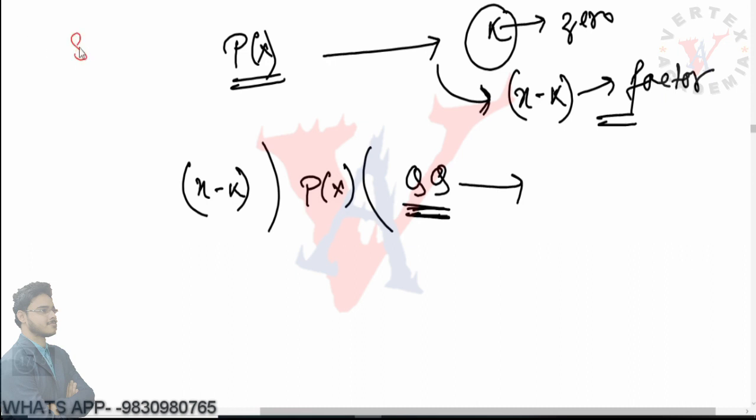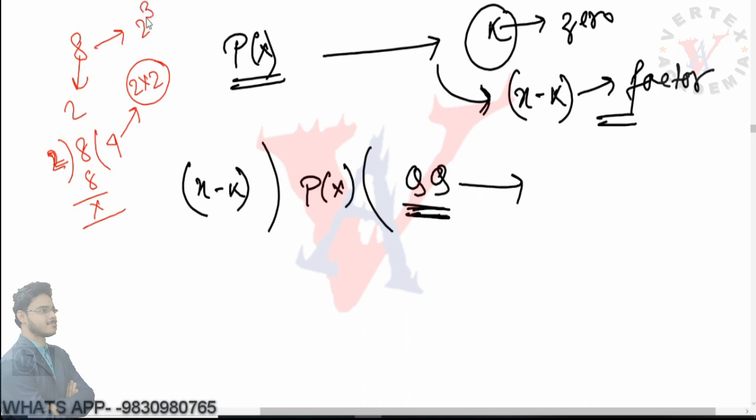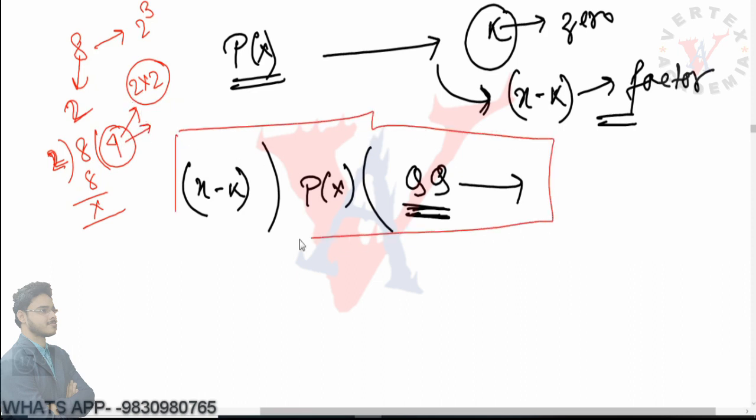Let us take an example. For example, you have 8, and you know 2 is a factor of 8. So if you divide 8 by 2, then you will get 4 and no remainder. Here 4 is actually the product of the other factors, that is 2 into 2. We know 8 equals 2 cube. So we only know a single factor, that is 2. If we divide 8 by 2, then the quotient we are getting is the product of the remaining factors. This is important and you will need this thing.